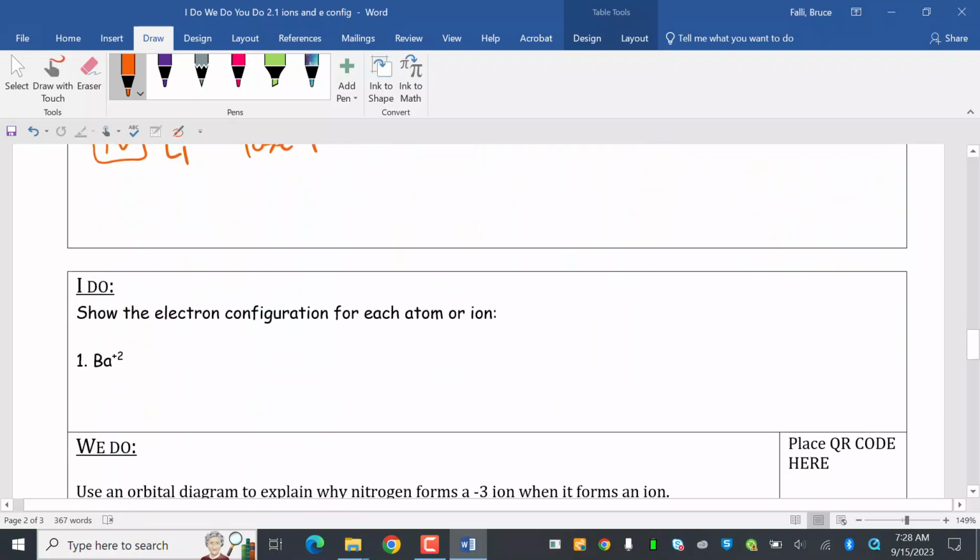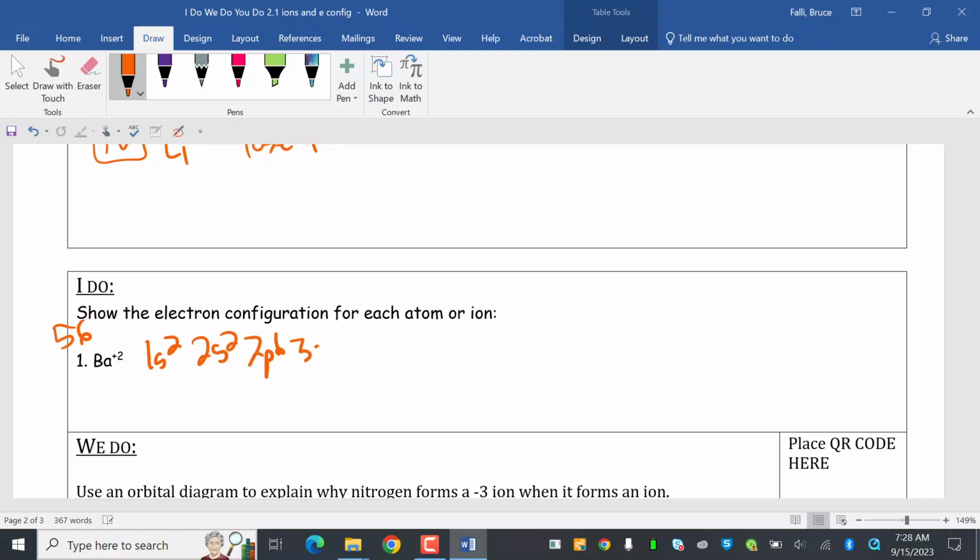All right. I do: show the electron configuration of each atom or ion. So here's barium +2. Ugh, barium. So barium has 56 electrons. It's a big dog. So I'm going to do all of barium. 1s2, 2s2, 2p6, 3s2, 3p6, 4s2, 3d10, 4p6.